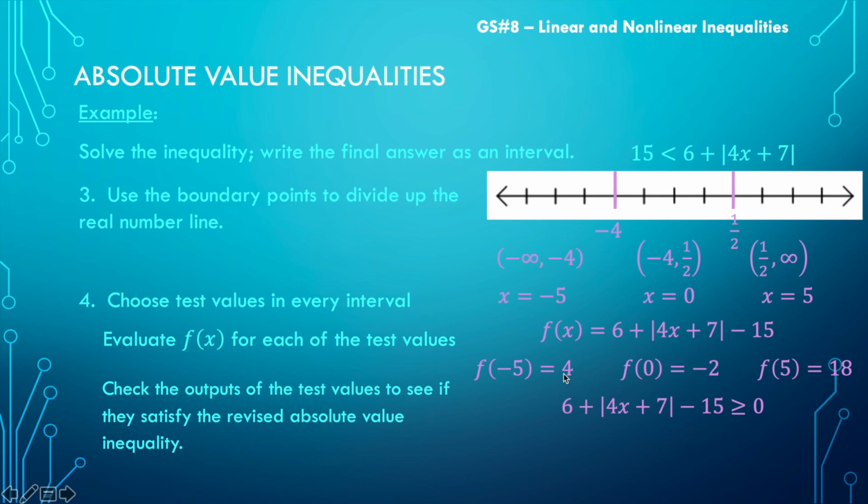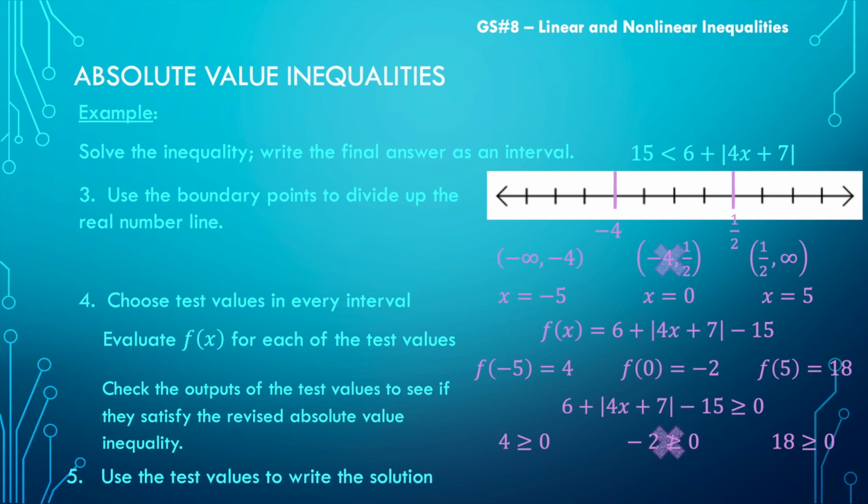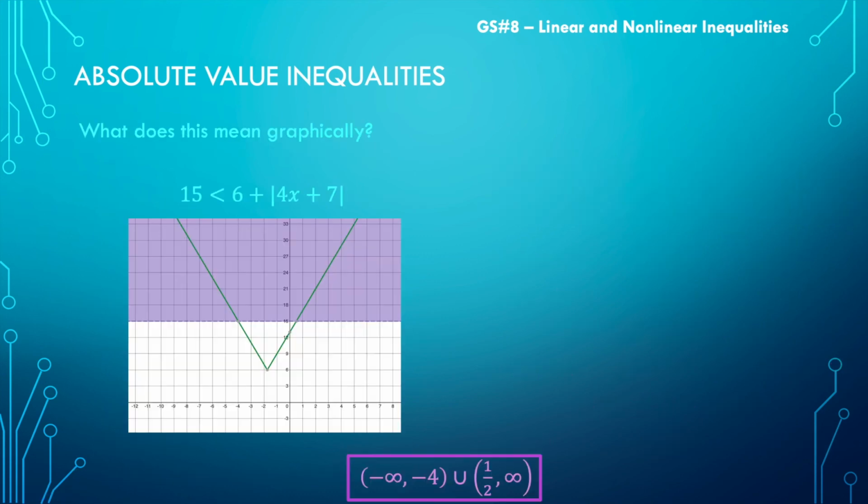And my first one is. My second one, -2, is not greater than or equal to 0, but my third one is as well. So I can eliminate that middle interval as not a part of my solution set. The two outer intervals will be my solution set.